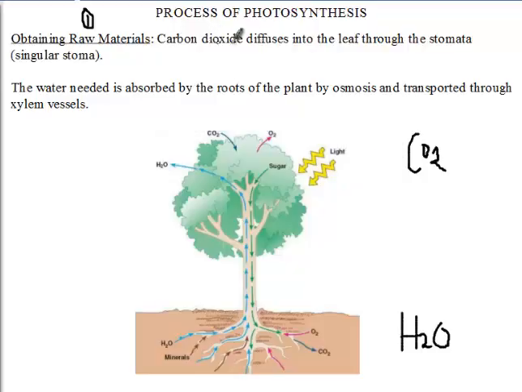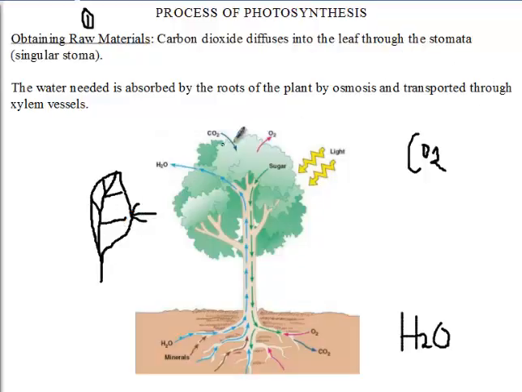Now carbon dioxide diffuses into the leaf through the stomata. One is called a stoma. Now the leaf has two parts. The part that faces the sun is normally waterproof, and then the part that points away from the sun, the under part, is a bit rough. That is where most of the stomata are found. Now these stomata open when there is light.